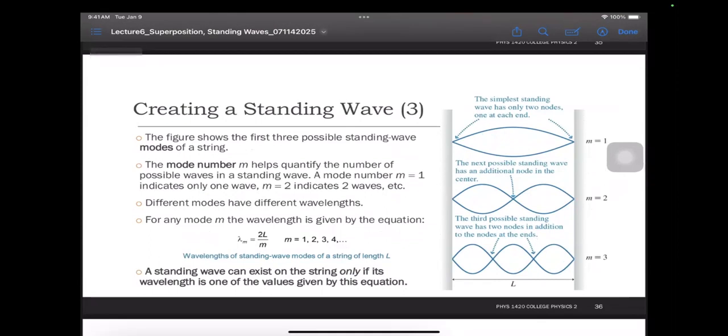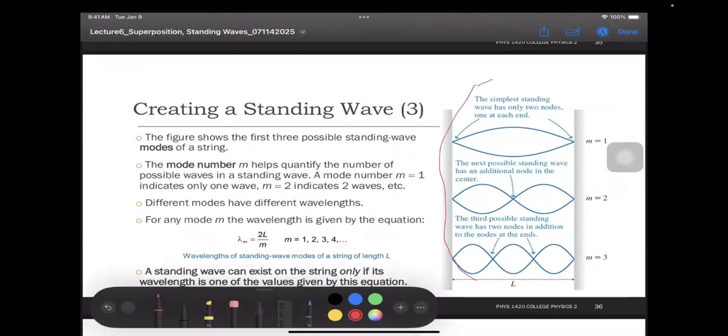This figure shows the first three possible standing wave modes of a string. The mode number m helps quantify the number of possible waves in a standing wave. A mode number m equal to 1 indicates only one wave. m equal to 2 indicates 2 waves, and so on. Different modes have different wavelengths. For any mode m, the wavelength is given by this equation.